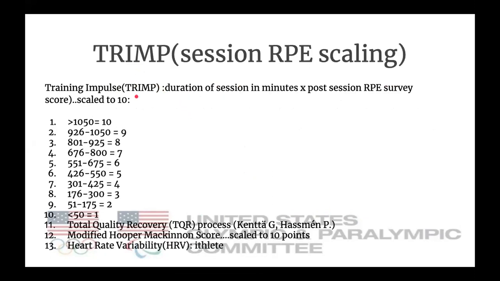So how can we score this, or make sense of this in a simple, easy way if we don't have a GPS system or a heart rate monitor system? A simple way is basically duration of session in minutes, and then an RPE. What is an RPE? Rate of perceived exertion. So you ask the athletes at the end of the session, as they're doing their cool down stretches, was it a 1 through 10?